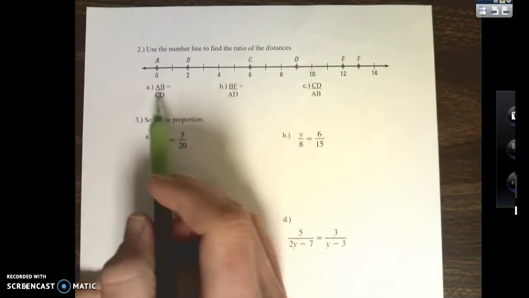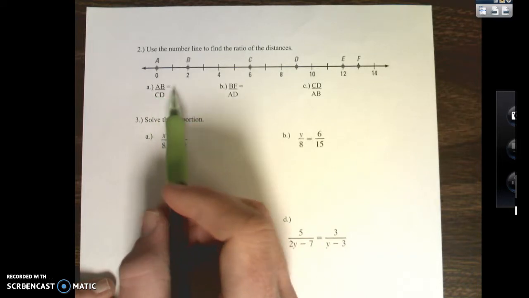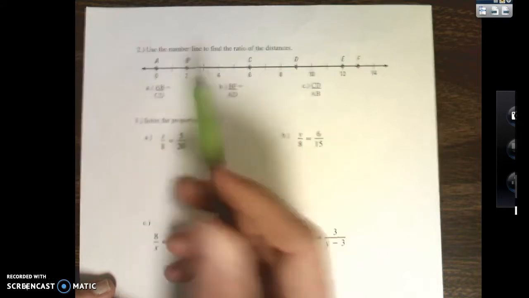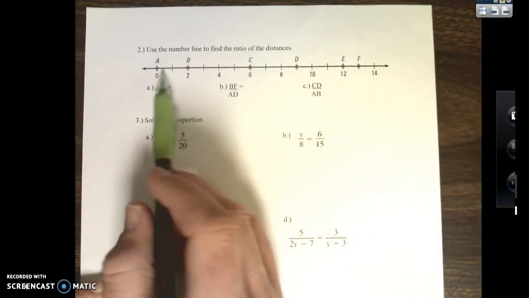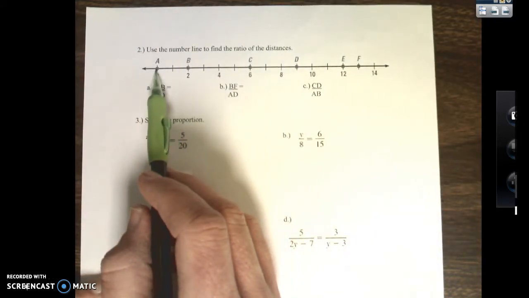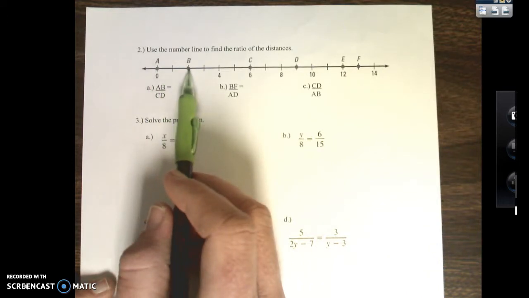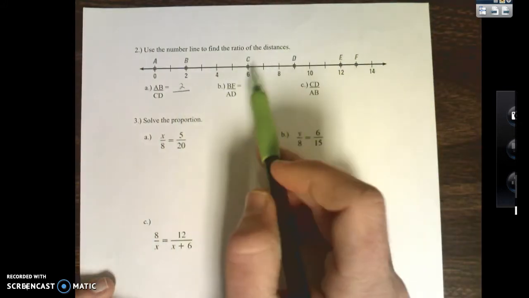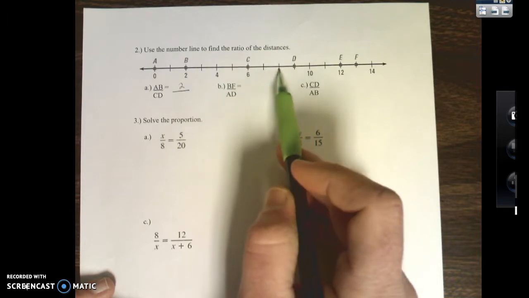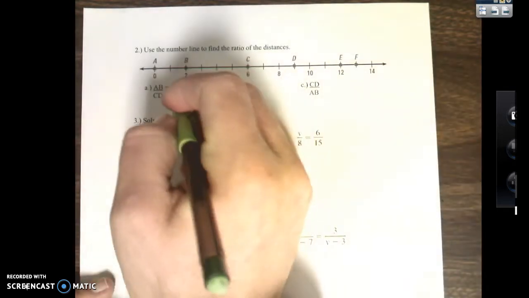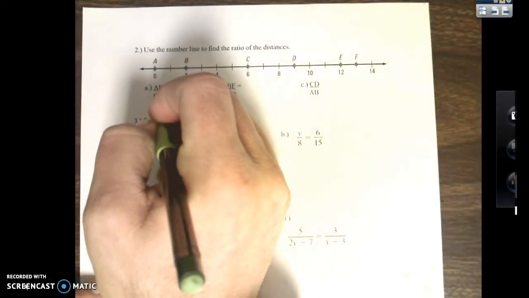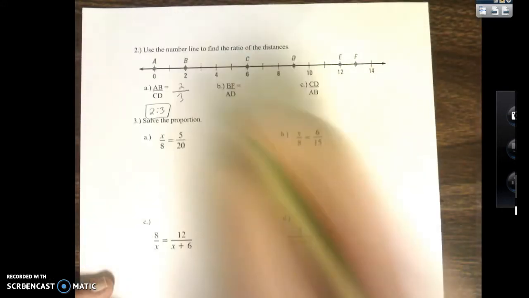Okay, on the back, we have here, use a number line to find the ratio of the distances. It's pretty simple. A to B, you're finding the distance. Now, I know this is going to sound really kind of elementary, if you will, but when I'm counting from A to B, I go 1, 2. So the distance here is 2. My distance from C to D, 1, 2, 3. Your distance must always be positive. Okay, so my ratio is a 2 to 3 ratio.